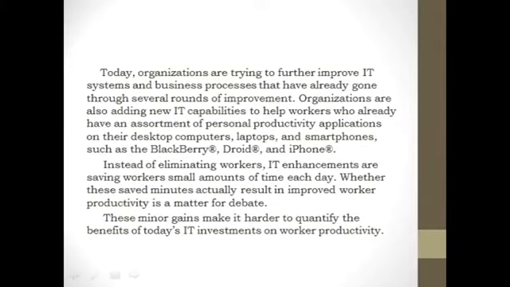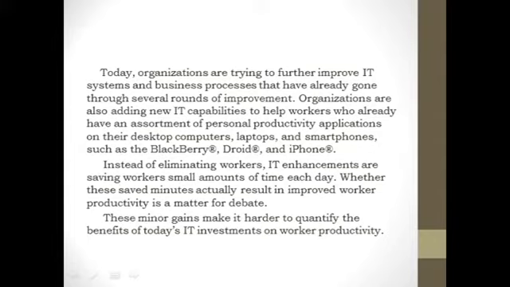Today, organizations are trying to further improve IT systems and business processes that have already gone through several rounds of improvement. Organizations are also adding new IT capabilities to help workers who already have an assortment of personal productivity applications on their desktop computers, laptops, and smartphones, such as BlackBerry, Droid, and iPhone. Instead of eliminating workers, IT enhancements are saving workers small amounts of time each day. Whether these saved minutes actually result in improved worker productivity is a matter for debate.